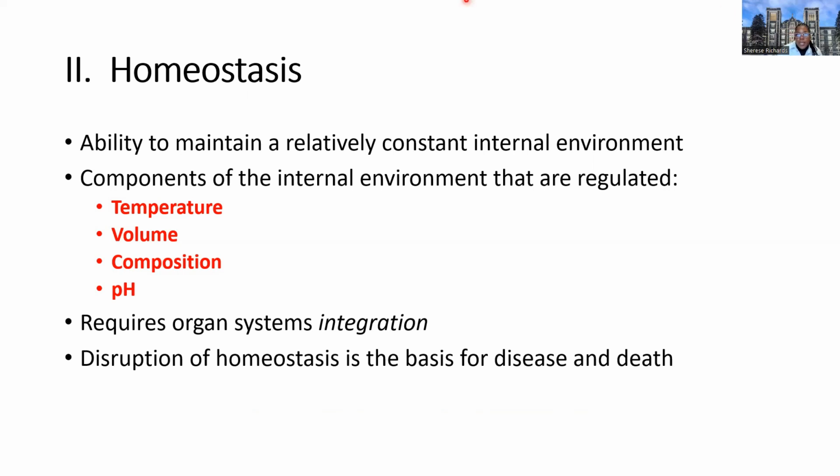A good example is your blood pressure, right? Your blood pressure is another variable that the body strives to keep consistent. And if you have a disruption in blood pressure, let's say it's elevated consistently for a long duration of time, that is the basis for high blood pressure, which is a disease state, and then ultimately that can lead to strokes, etc., which leads to death. So the disruption of homeostasis is the initial step in disease and death.